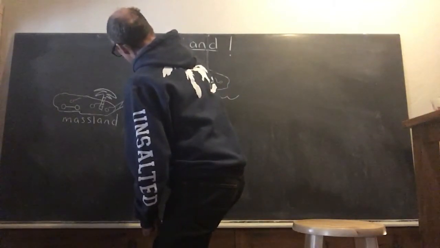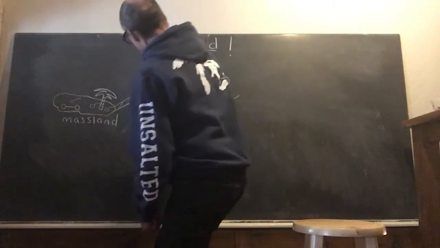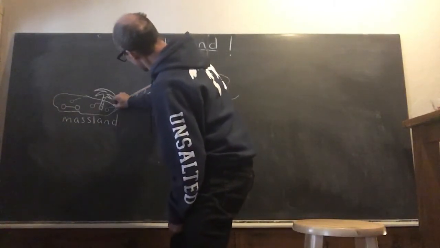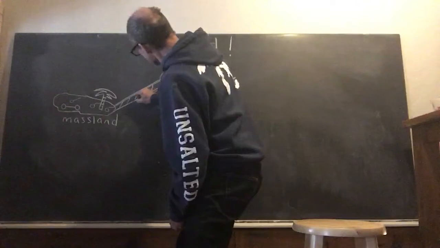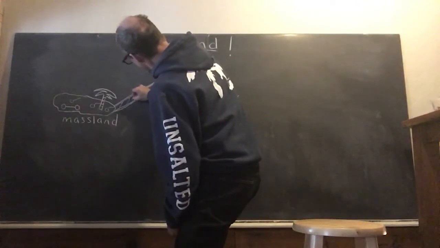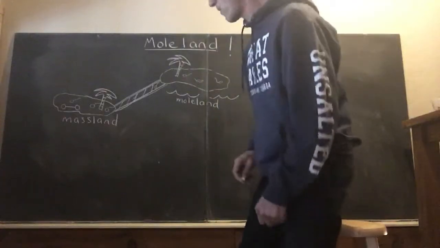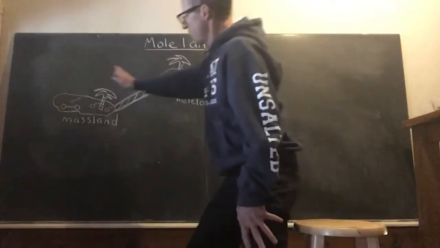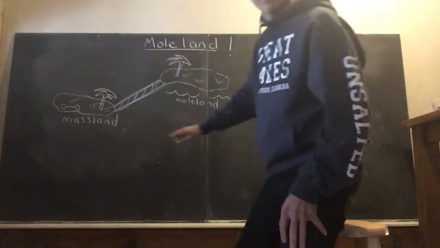And moles are pretty visually impaired, I hear, so there's little railings to stop them from falling. And the moles can go back and forth on this bridge. So it's easy to go from one island to the other and back.